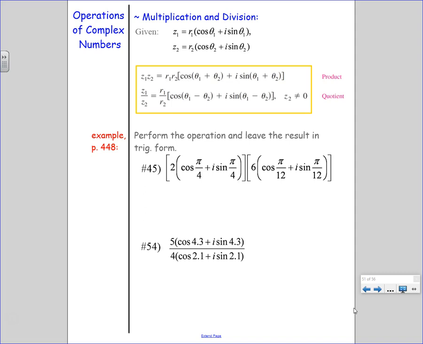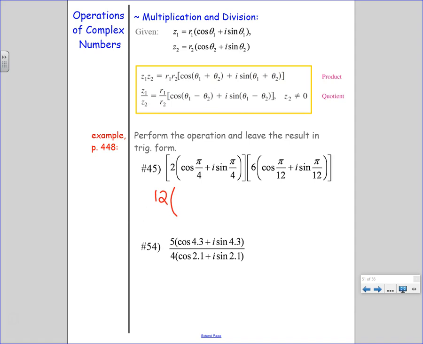So when we get down to something like number 45 that looks super nasty, to actually solve it you'd have to multiply the 2 and the 6 and then FOIL the binomials, FOIL the complex numbers. It's going to end up being this thing up here, so just use it. Oh, okay. So how do I just use it? I say 2 times 6 is 12. Multiply the r's.